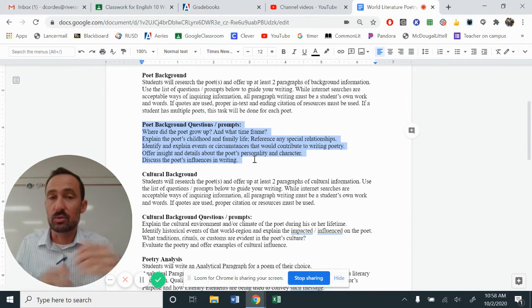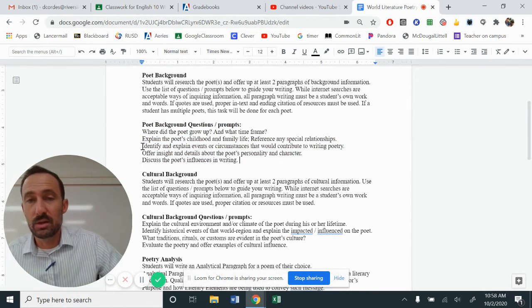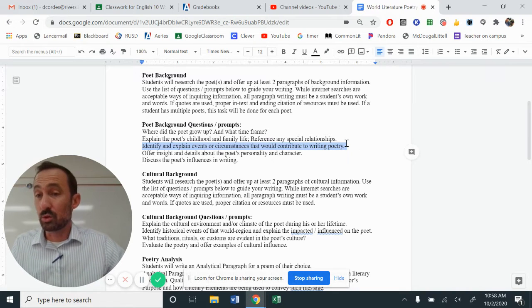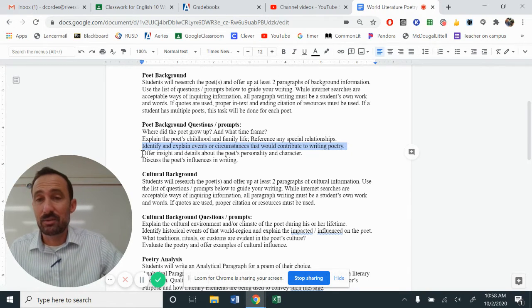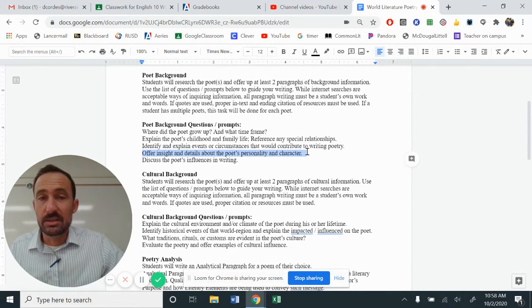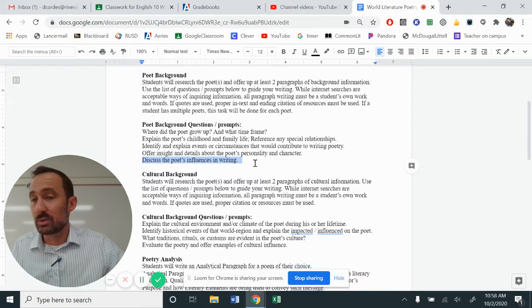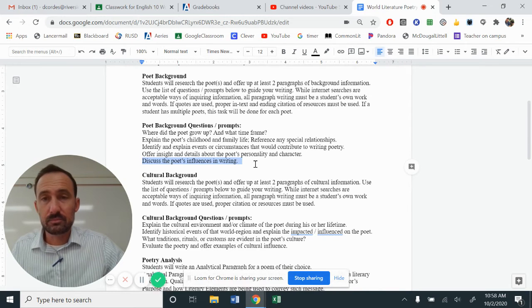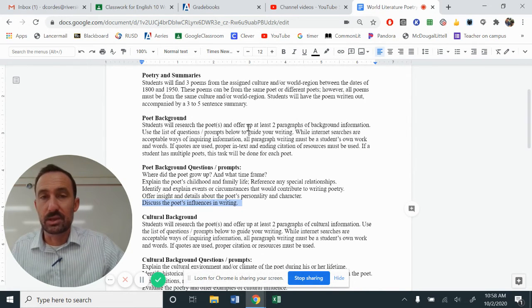Identify and explain events or circumstances that have contributed. Maybe they lived through a world war. Maybe they lived through a major historical event for that part of the world. Okay. Offer insight and details about who that poet is, and then discuss the poet's influences in writing. Okay. So you are using these to compose 2 paragraphs about background information.